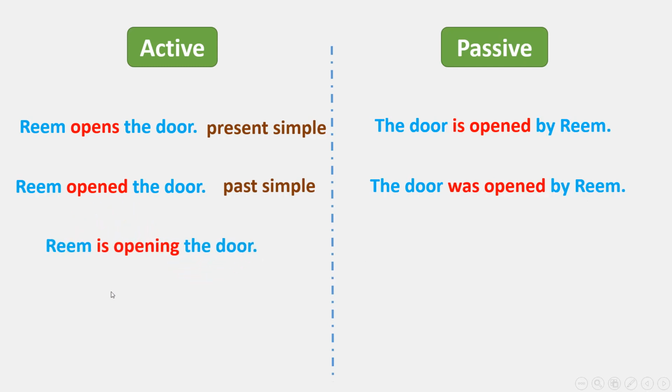And then another sentence. Reem is opening. Opening here is present continuous. So it becomes like this. The door is being opened.